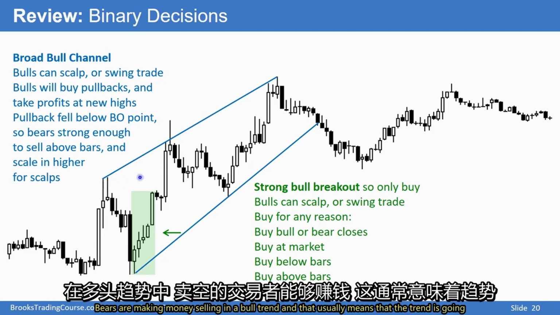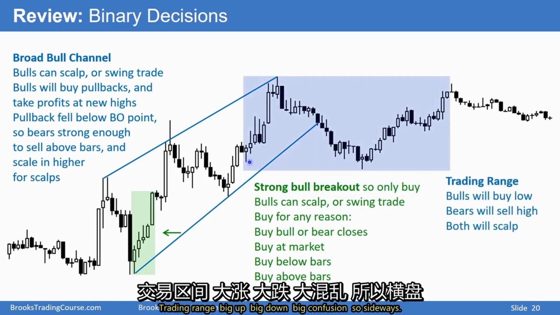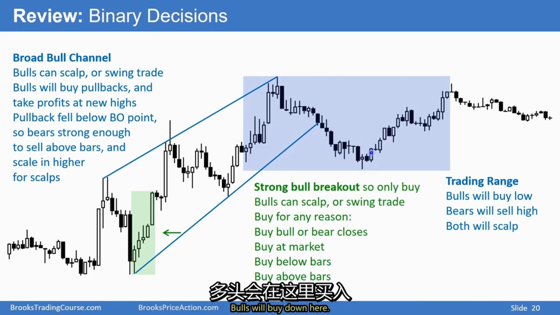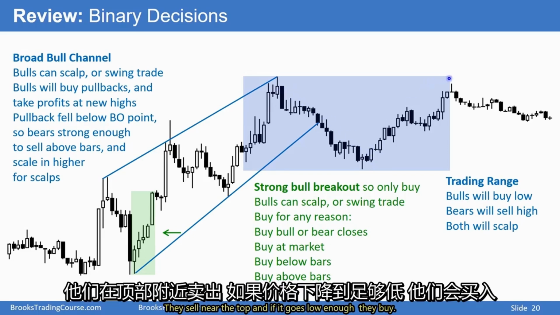Bears are making money selling in a bull trend, and that usually means that the trend is going to evolve into a trading range fairly soon. Trading range, big up, big down, big confusion, so sideways. Traders will try to buy in the bottom third, sell in the top third. Bulls will buy down here. Bears will buy down here as well. So they sell near the top and they buy near the bottom. They sell near the top, and if it goes low enough, they buy.